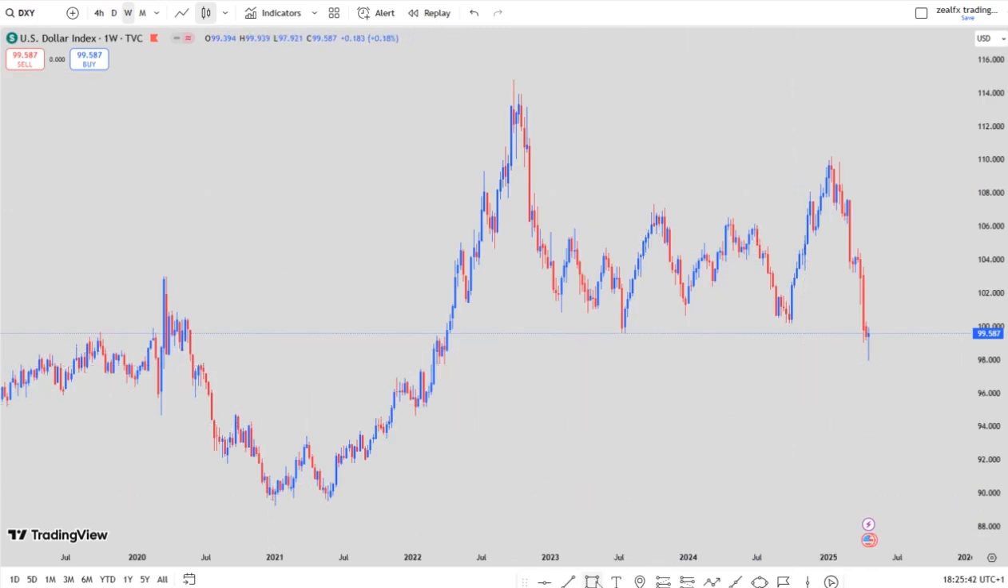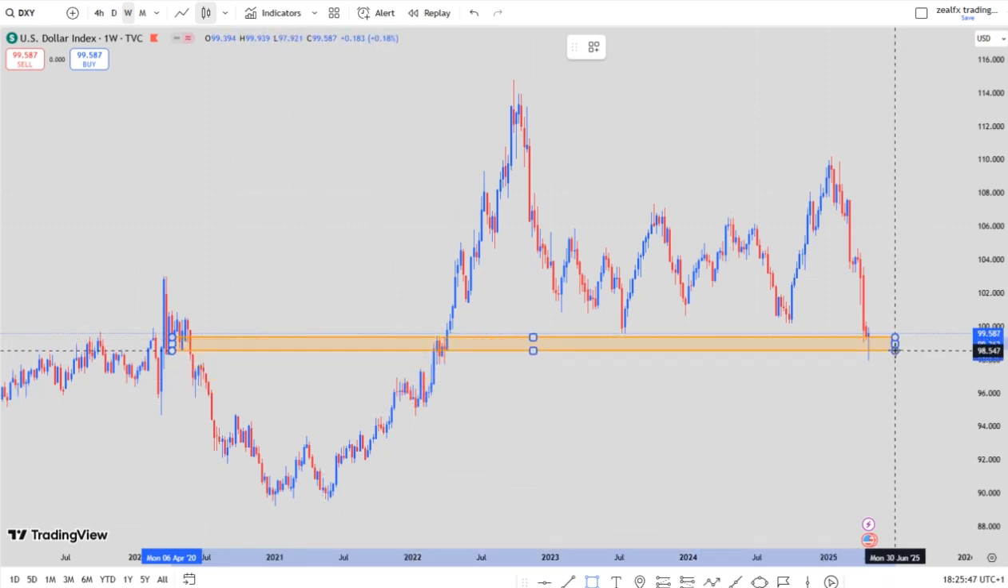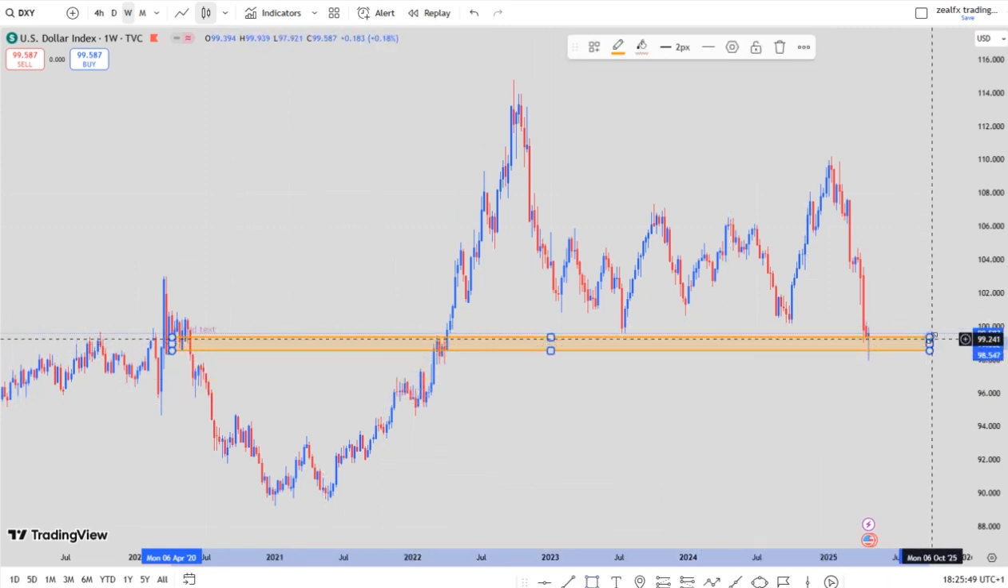The dollar index on the weekly chart closed on the support level. So we have price on this support level on the dollar index.